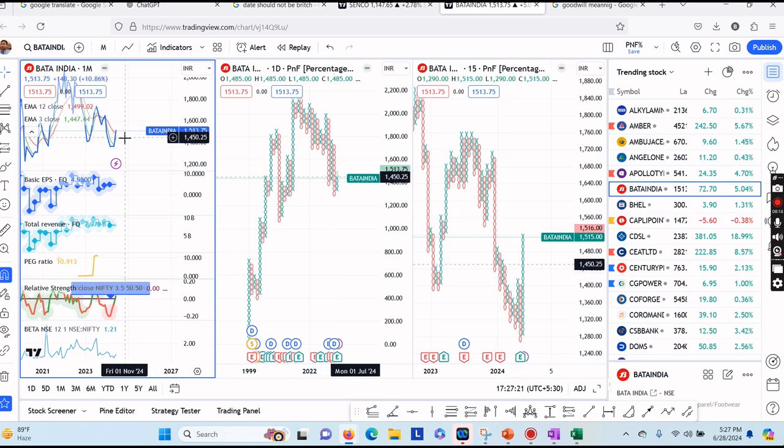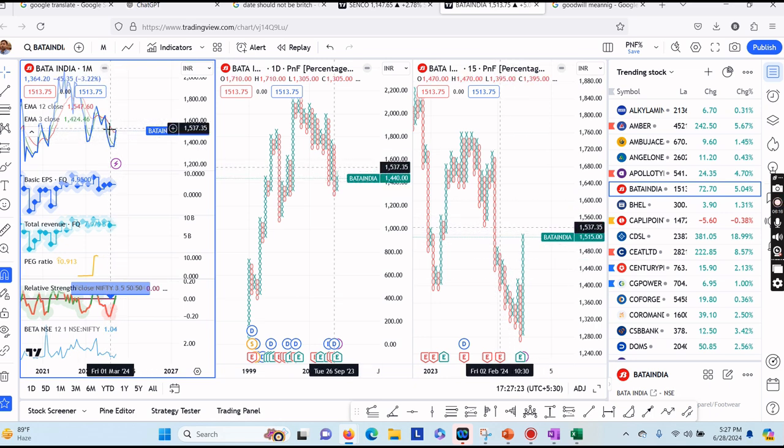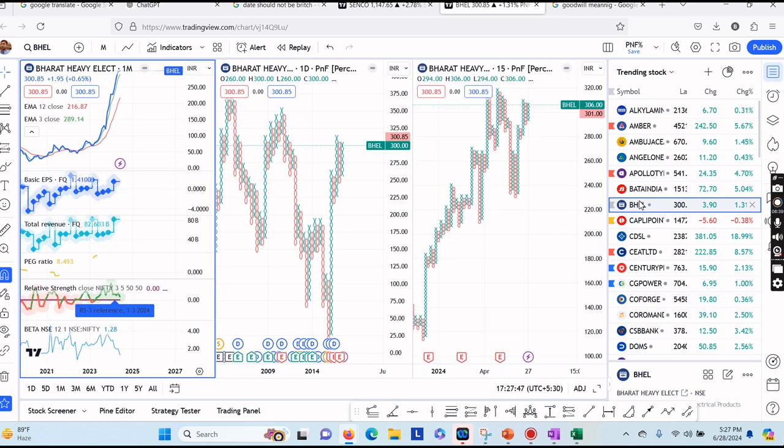Yes, it shows one kind of recovery pattern, but still it's very early stage. The trend is not in our favor. In the short span of time it shows very strong momentum, but there are still many ups and downs. So it has to go through some level of recovery, and beta is not favored, so I'll not go for this stock.